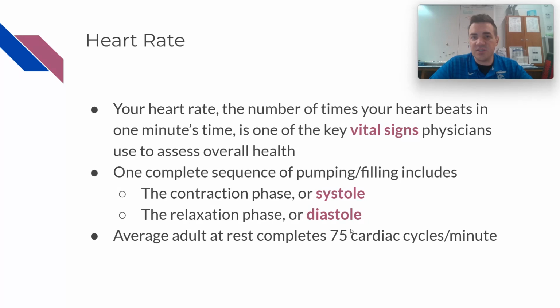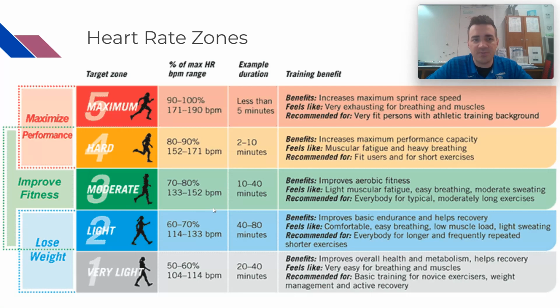Then there's the relaxation phase of the diastole, and that's when those ventricles, those lower chambers, are filling back up with blood. And the average adult at rest completes 75 cardiac cycles per minute, or 75 heartbeats per minute. And so that's going to be somewhere between like 60 to 100 is kind of like your normal range.